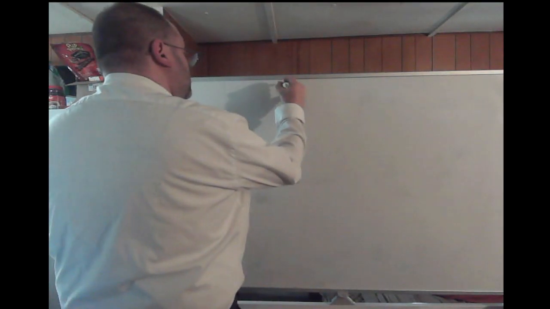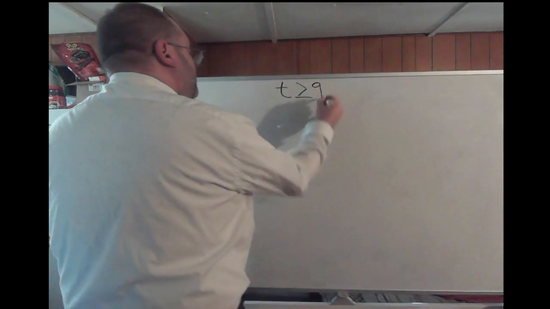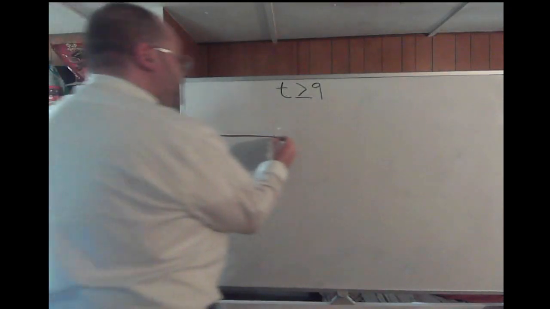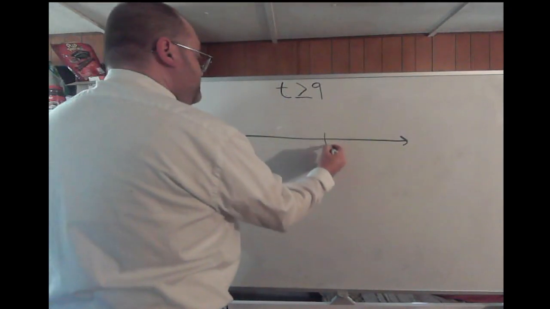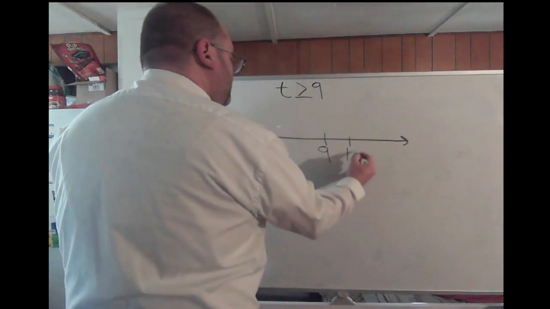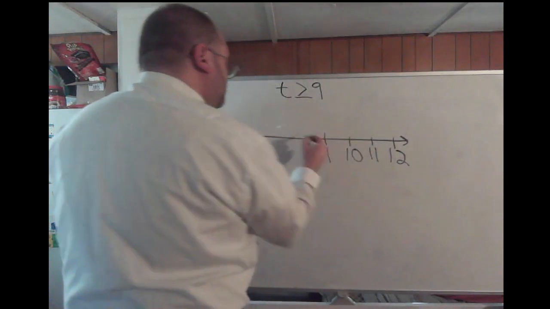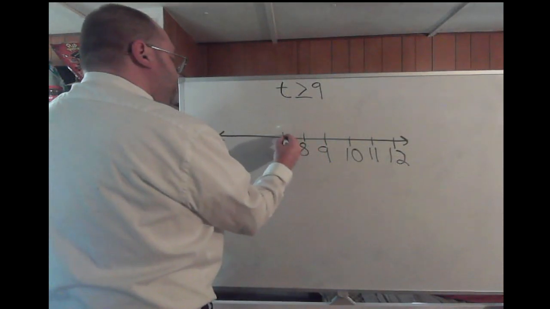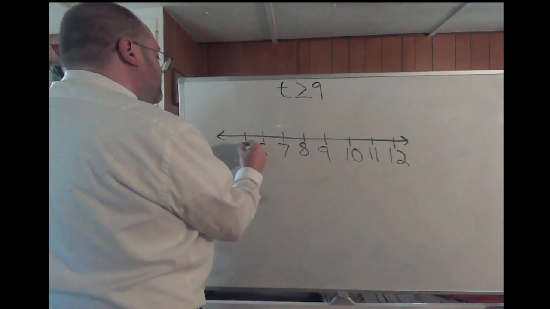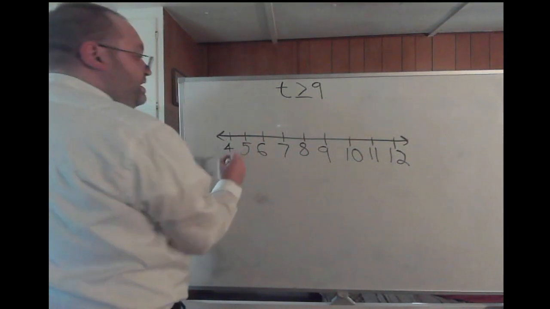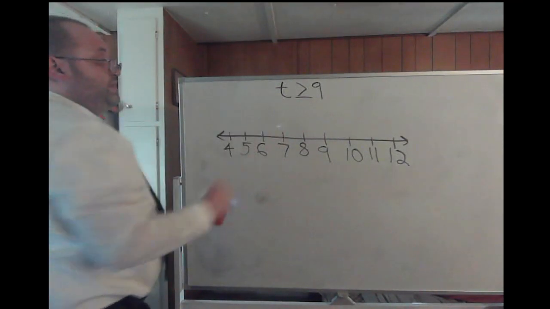Alright. We got t is greater than or equal to 9. So t is greater than or equal to 9. Let's see, let's do 9 here. Let's do 10 here. 11, 12. That means 8 has to go here, 7 here, 6 here, 5 here, and 4 here. Okay. So t is greater than or equal to 9.